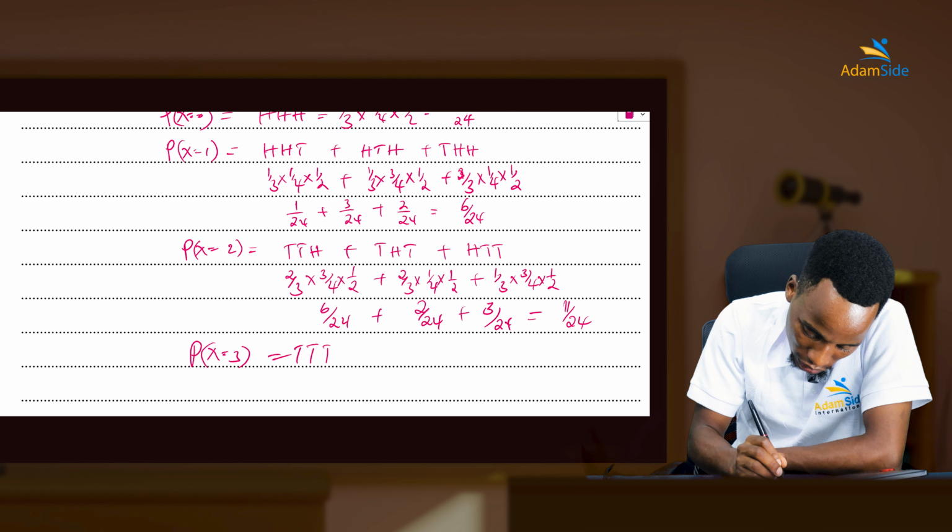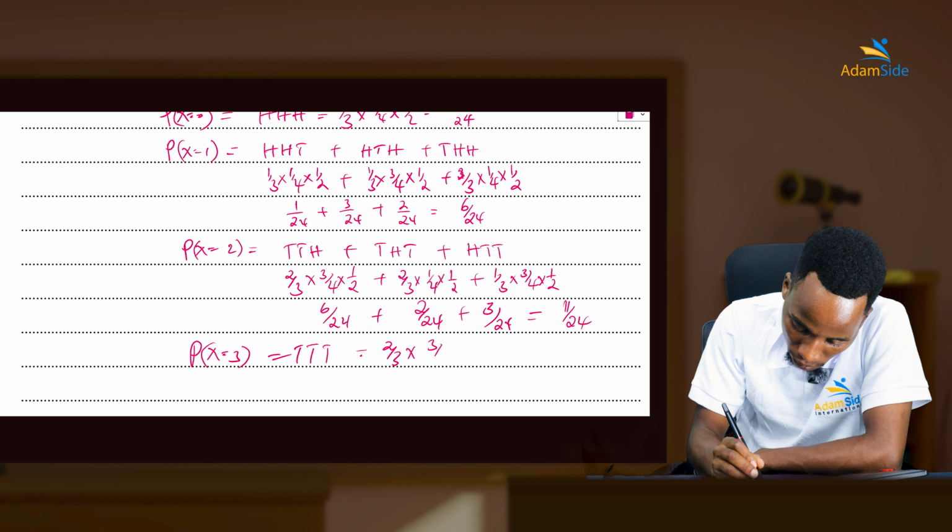So it's T, which will be equal to tail for the first time is 2 over 3, times tail for the second time is 3 over 4, and tail for the last time is half. So if you multiply all of them, it is going to be 6 over 24.